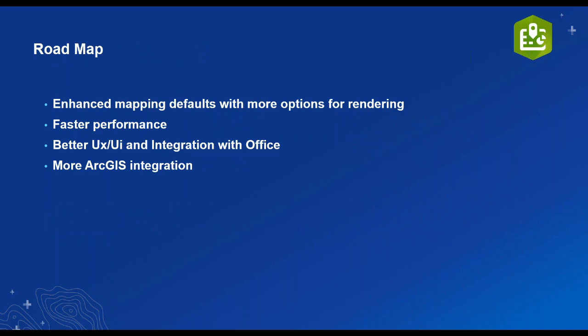The roadmap is really pretty simple. We've already identified that the product itself is focused on mapping, so we need to continue enhancing those mapping defaults with more options for rendering, simplicity, ease of use, all of those things. We're continuing to work alongside the platform, so as the platform gets faster, we will continue to enable that back into the Office product and incorporate faster performance. Better user experience and user integration with Office. In other words, you shouldn't feel like you're in a separate product inside of Excel and PowerPoint. You should feel like it's just part and parcel of the same.